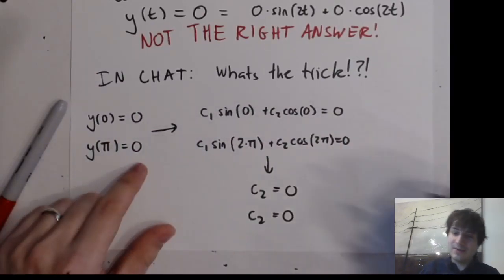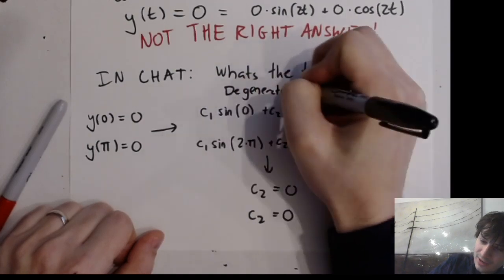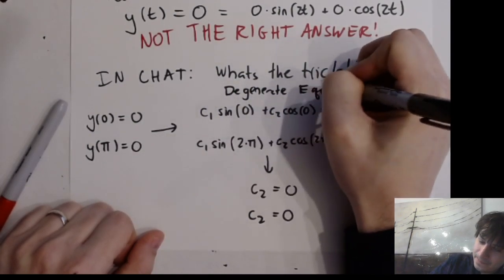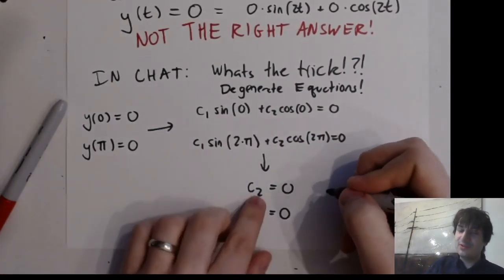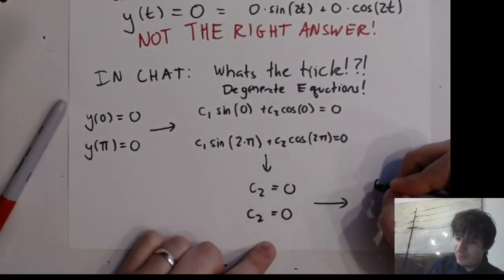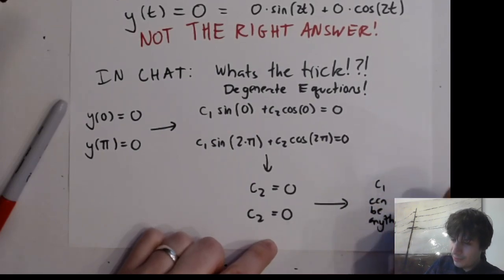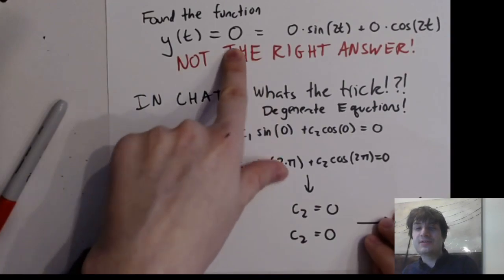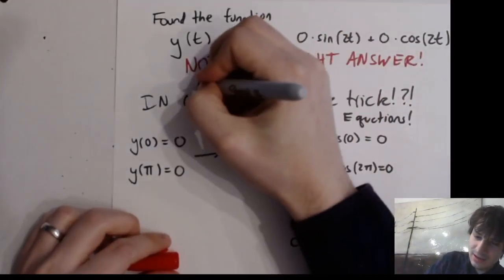So what is the trick? I would say we got degenerate equations. These equations don't specify what C1 is. So C2 is 0, but C1 can be anything. And what that means is y of t equals 0 is not the right answer because it is not the only solution. Not the only.